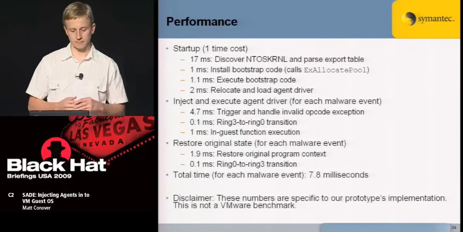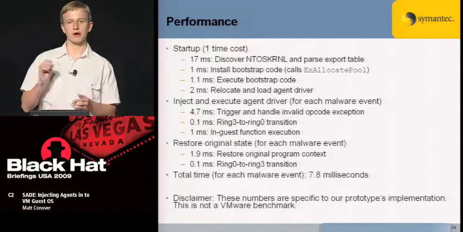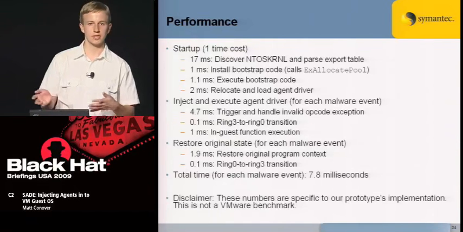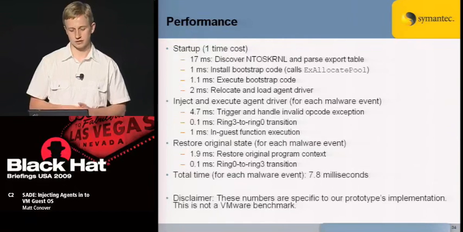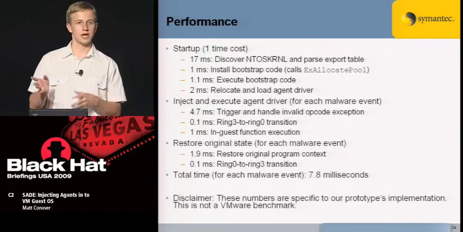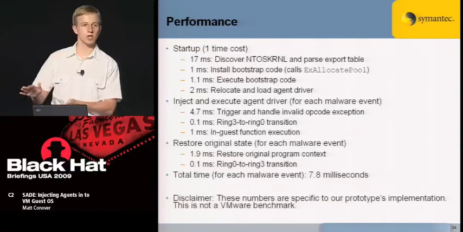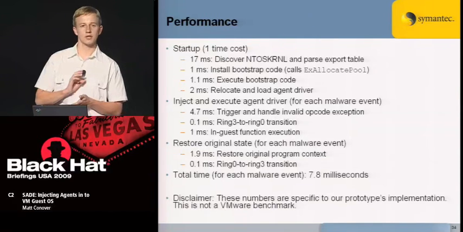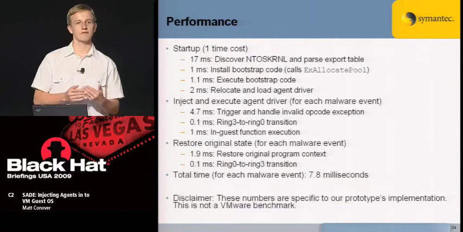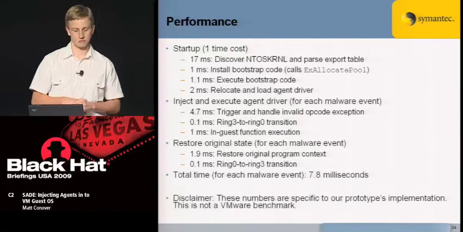So the startup time, the slowest part is actually finding where the NT kernel is inside of the user virtual machine. We don't know where it is, so we need to do some kind of trick or scanning to find it. Then we need to install the bootstrap code, load our agent, and apply the relocations to match the user VM we're going to inject it into. That's a one-time cost. Whenever a VM first starts to boot, we get an event from VMsafe informing us that a VM is starting, and at that point we do these startup steps.